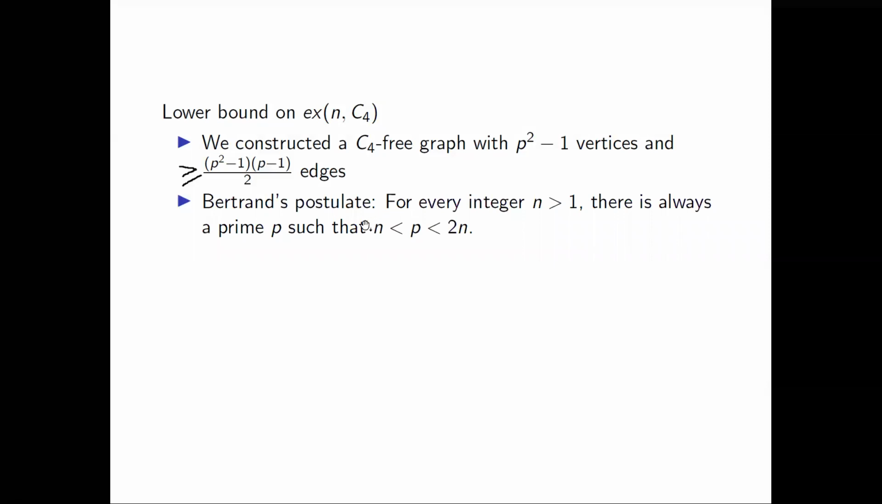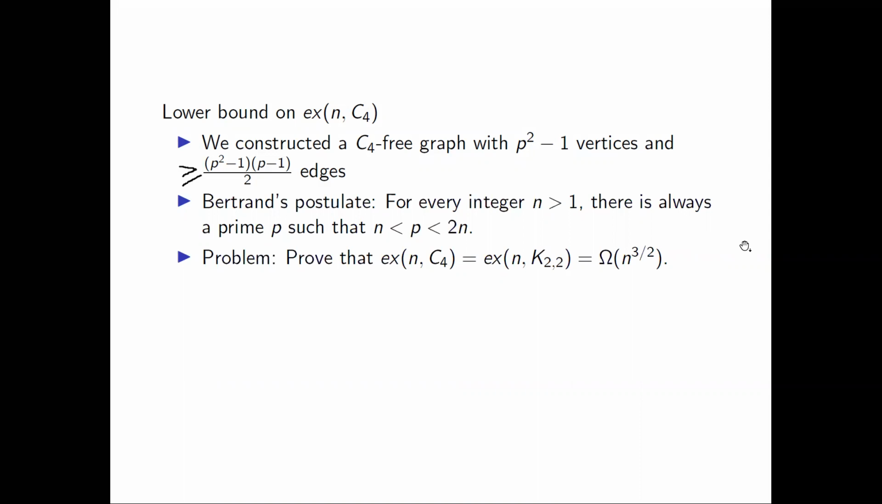And there's this useful fact from number theory, another useful fact, known as Bertrand's postulate. What it says is for every integer n greater than 1, you can always find a prime p such that n is less than p is less than 2n. So I claim you can use this postulate combined with the construction we just used to prove the lower bound on the Turan number of C4. And I leave that as a problem for you to think about. Prove that this extremal function, the Turan extremal function ex(n, C4), is equal to omega of n to the 3/2.